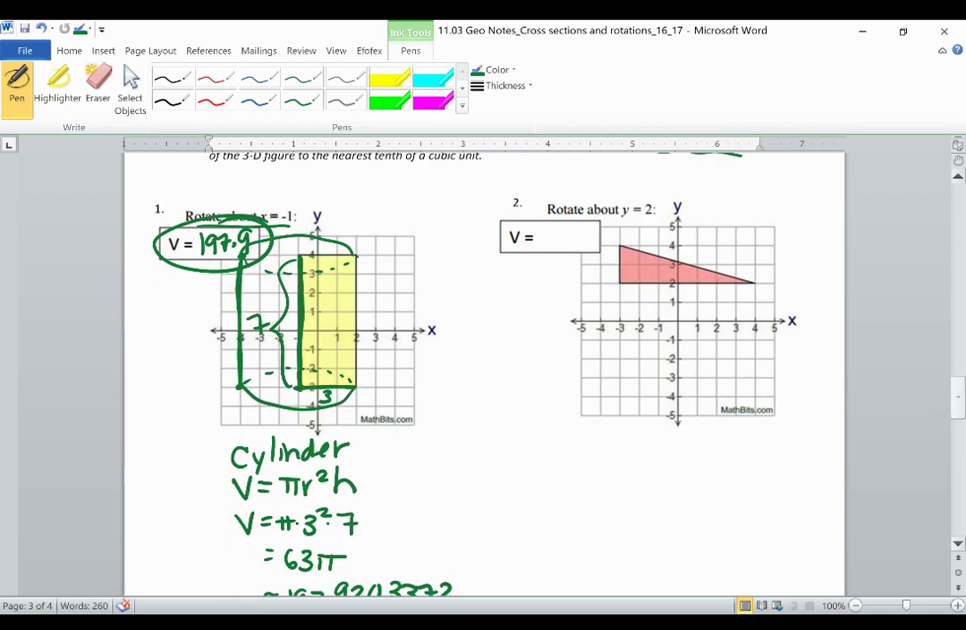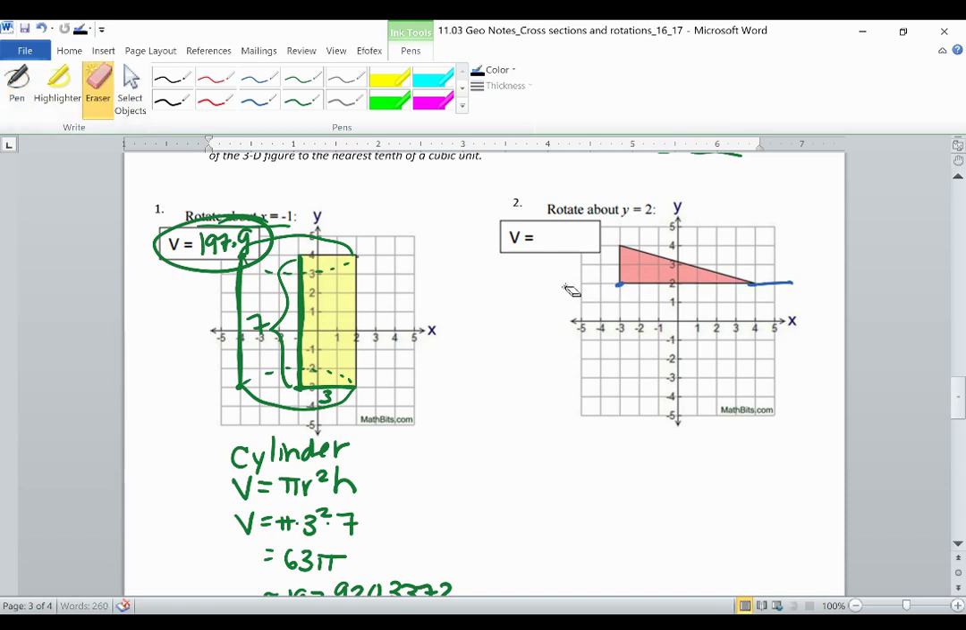Let's try another one, number 2. So we're taking this right triangle and we're rotating it about y equals 2. Again, there's lots of different ways you could have rotated. They could have rotated about x equals -3 and spun it that way, or we're choosing y equals 2 right here. So we're going to hold this here.